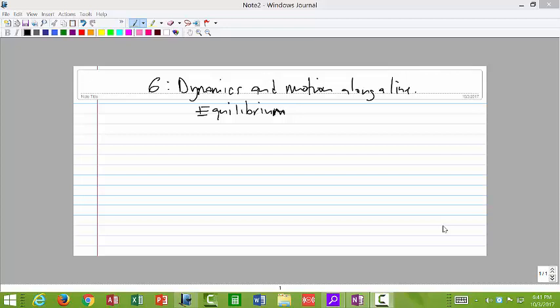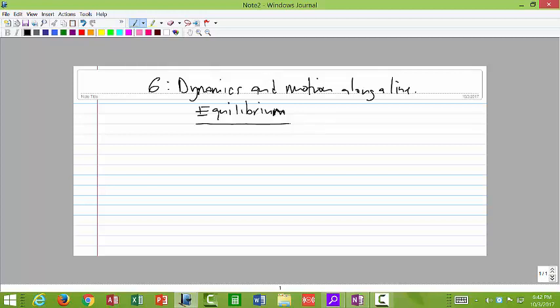So we are looking at dynamics and motion along a line. I mentioned that we are talking about equilibrium first, because in Newton's laws we saw that if there is no net force acting, the object will just continue to remain at rest or move at a constant speed. So we can say the object is in equilibrium if there is no net force acting on it. If the forces are all balanced, that's a state of equilibrium. If the forces are not balanced, meaning there's a net force, then it will experience a change in its state of motion, so it experiences an acceleration.